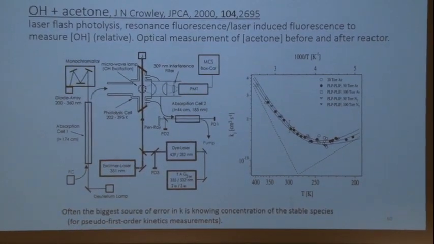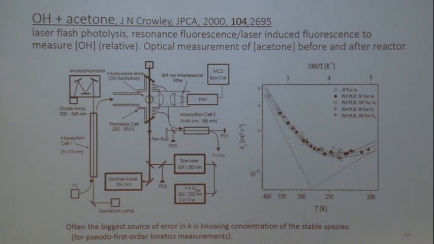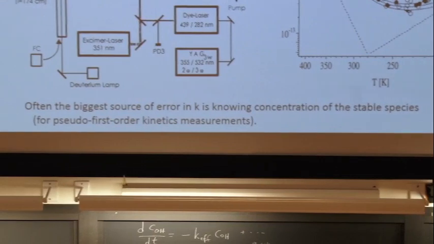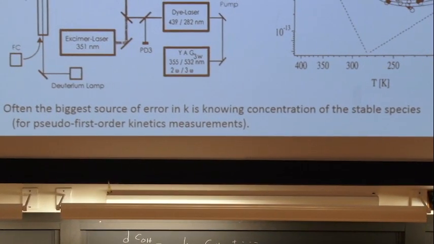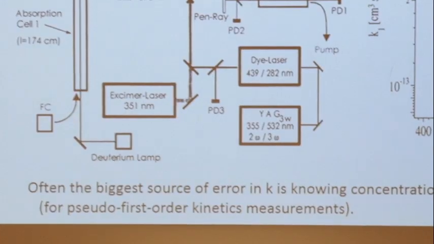Here's another one, OH plus acetone. And they did the same thing. And the only calibration needed is for the stable molecule. So in this case, they need to know how much acetone they had. They measured the acetone by looking at some optical absorption of acetone. And somebody had already done the calibration where they had measured the absorption cross-section of acetone, so they knew what it was. And often the biggest source of error in the k is actually knowing the concentration of the stable species when you do this, because that comes directly into the calculation. Right? When I made this plot here, I needed to know these absolute numbers of how much SO2 I had.